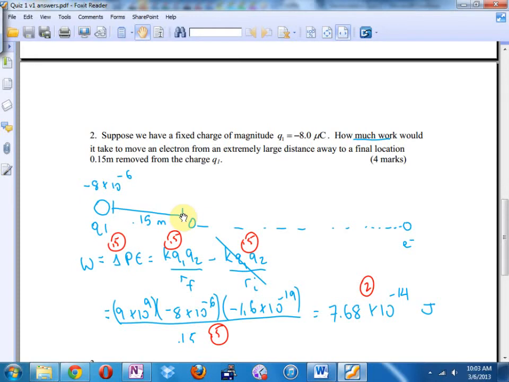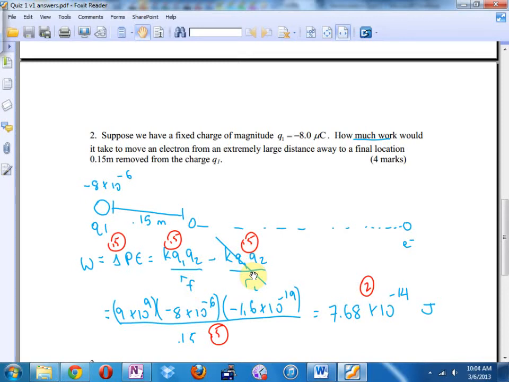What are they asking me to find? How much work? I can't use force times distance. There is no area under a graph. It's going to be change in potential plus change in kinetic, except I didn't even bother writing change in kinetic. I said, I think we're talking about starting and ending at rest. Potential energy is KQ1, Q2 over R final minus R initial. Final minus initial. Potential energy, Ben, scalar.